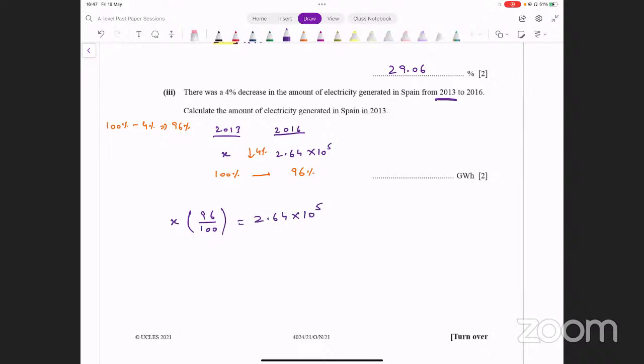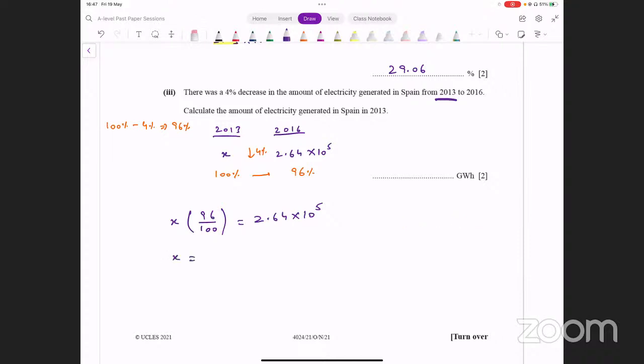ठीक है, ऐसे भी कर सकते हैं. There's yet another possibility. अब x में से माइनस कर दें 4% of x, which is going to be 4/100 into x, that is equal to 2.64 into 10 raised to power 5. ये भी कर सकते हैं. So ठीक है, so there are multiple ways of doing this. You could do it any way you want. यहाँ से आपके पास x की वैल्यू आ जाएगी.